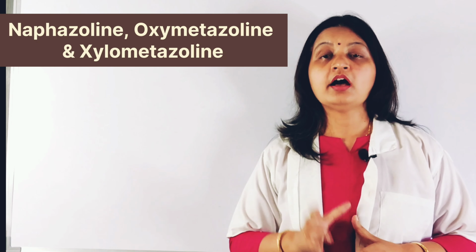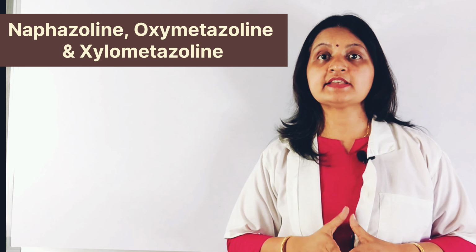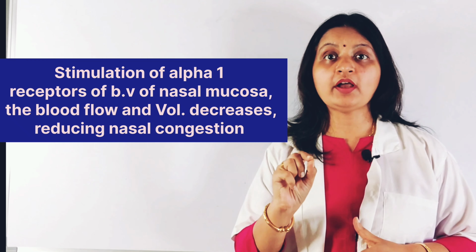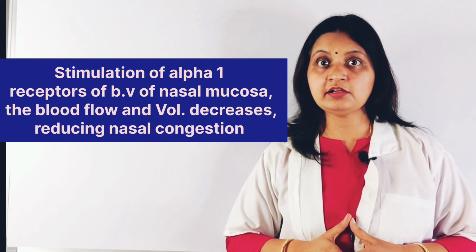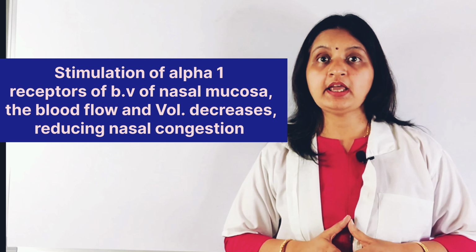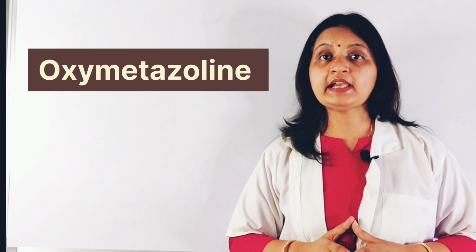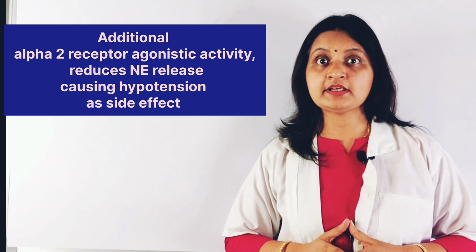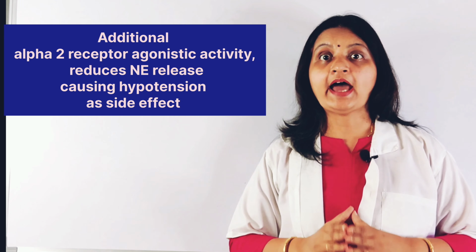The other drugs are naphazoline, oxymetazoline and xylometazoline. These drugs have selective alpha-1 receptor agonistic activity and are widely used as nasal decongestants. By stimulating the alpha-1 receptors of the blood vessels supplying the nasal mucosa, they decrease the blood flow to the nasal mucosa, decreasing the congestion and acting as a nasal decongestant. Oxymetazoline has some alpha-2 receptor activity. By stimulating the alpha-2 receptors, it decreases the norepinephrine release and can cause hypotension.